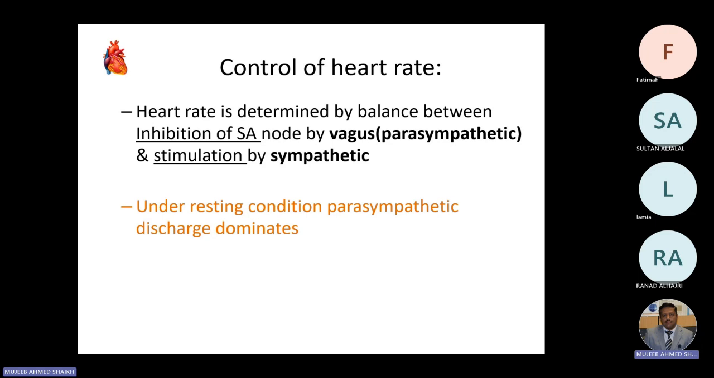So heart rate is determined by the balance between sympathetic and parasympathetic stimulation. Normally, at any given moment when you are not exercising, just in normal activity, the vagus is dominant over the sympathetic. The sympathetic will dominate when you start exercising or there is a fight or flight response. Okay. So at any given moment, the parasympathetic is stronger.